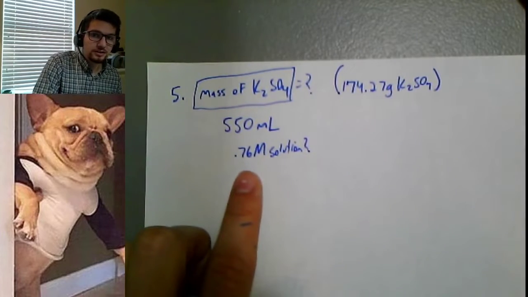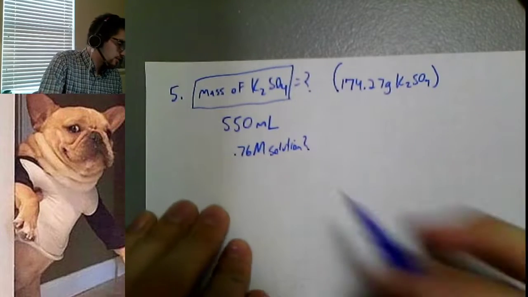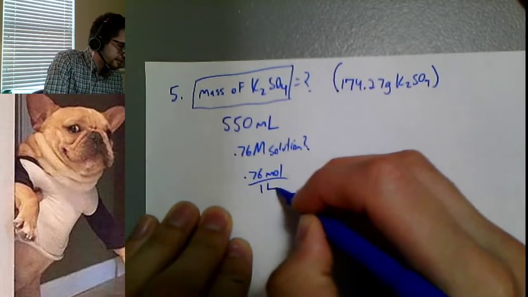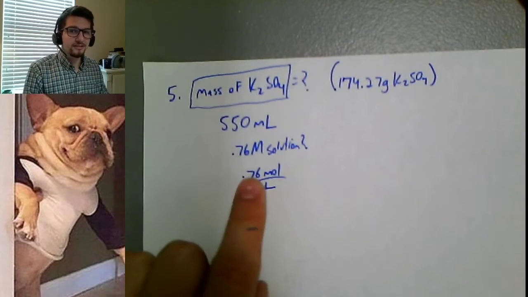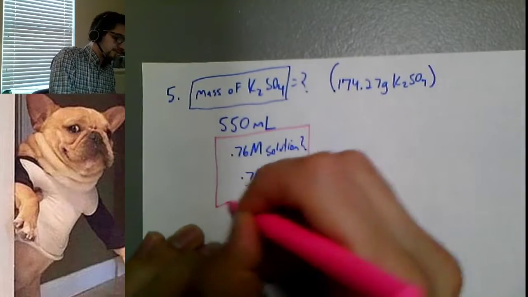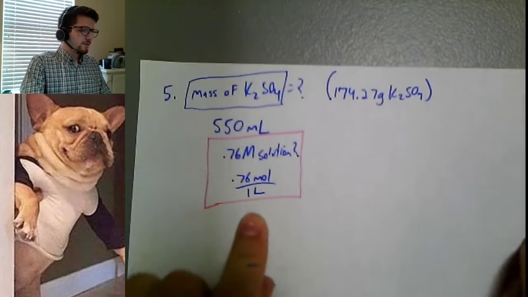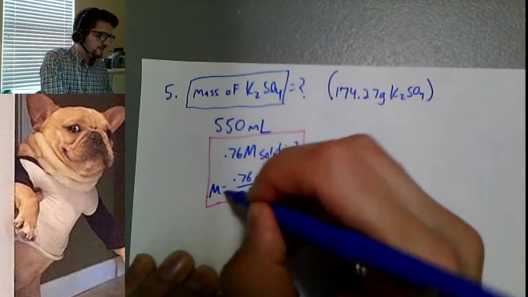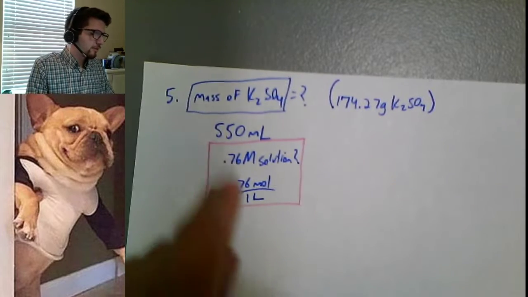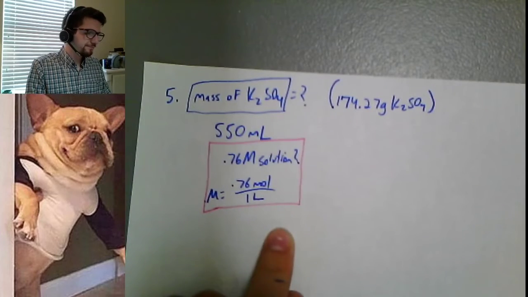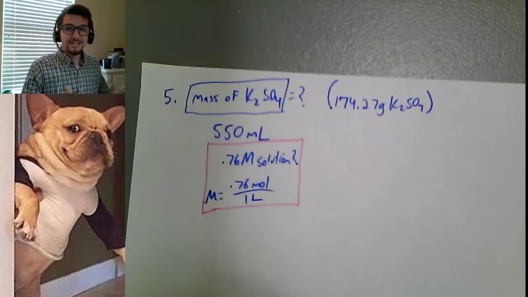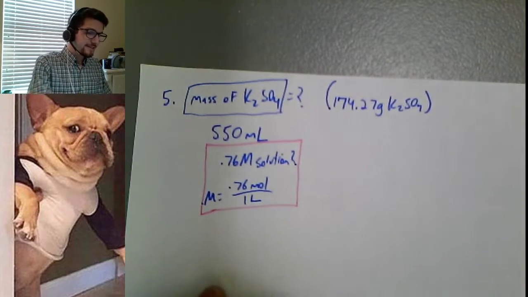What's the equation for molar? It's moles per liter, right? So what is this saying? We have 0.76 moles for every liter. Moles per liter, okay? So if our molar equation is telling us that we have 0.76 moles for every liter, and we're going to eventually need the mass of K2SO4, then let's go ahead and find out how many moles of K2SO4 we have. So this is literally just stoichiometry. Don't get intimidated by it.